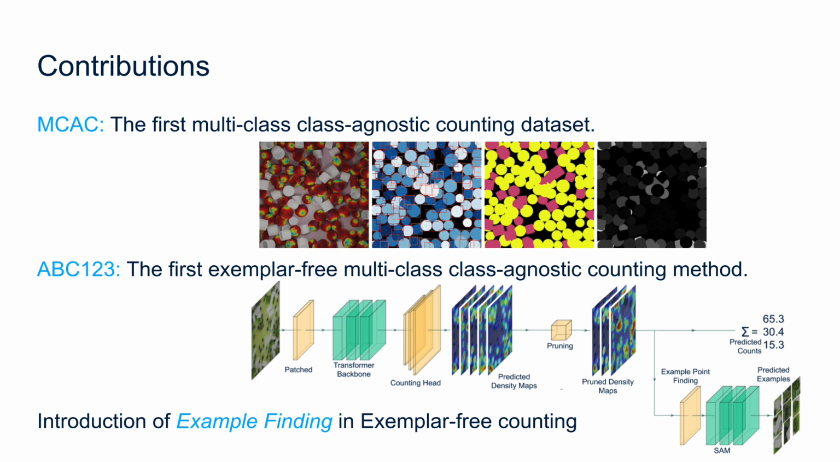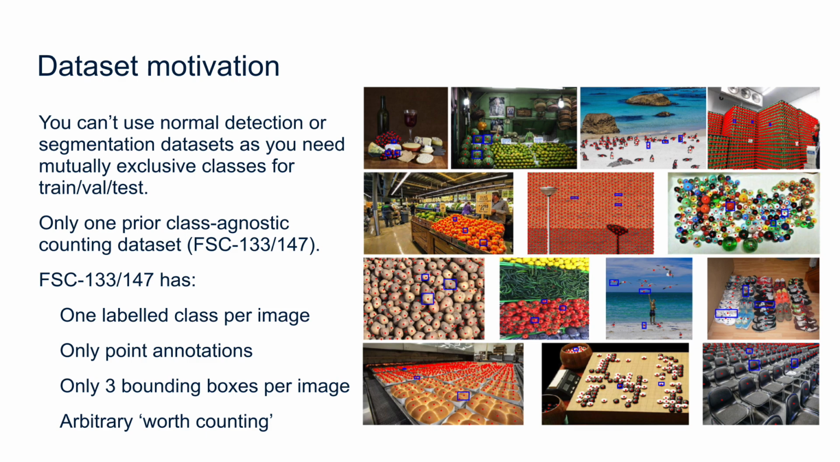Our paper has three main contributions: MCAC, a multi-class, class-agnostic counting dataset; ABC123, an exemplar-free, multi-class, class-agnostic counting method; and the introduction of the idea of example finding to exemplar-free counting. For accurate class-agnostic counting, you need datasets with a wide variety of classes, but no overlap between the classes in the training, validation and testing splits.